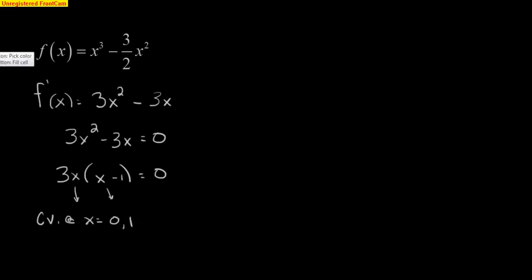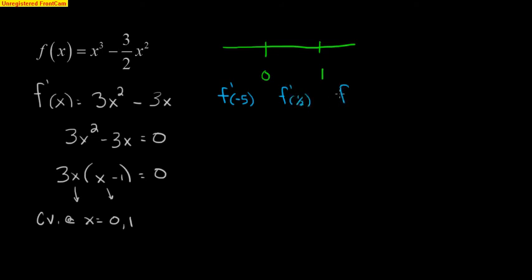So I make a number line, and I will put on the number line 0 and 1. And let's pick some test values. So I'm going to go f prime of -5, f prime of a half. And let's go f prime of, I don't know, something big. Let's go 20.